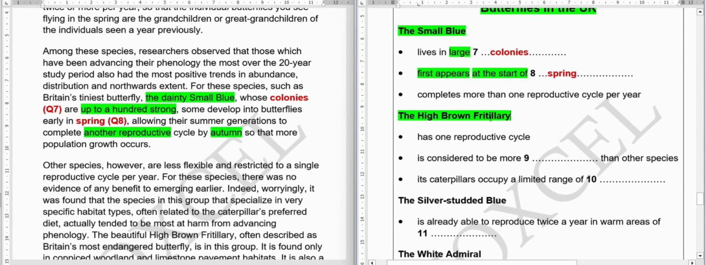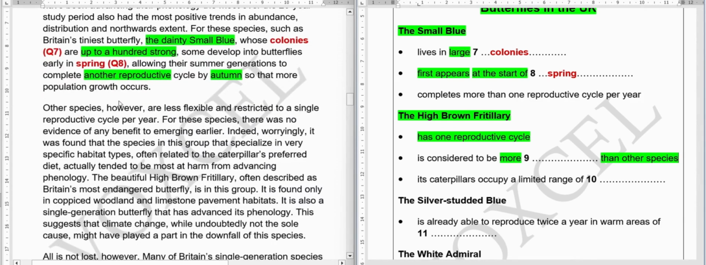The high brown fritillary. So we have to find something about this particular butterfly. Let's see. It has one reproductive cycle. So we know this butterfly reproduces once, and is considered to be more dash than other species. So we have to find what it is considered to be more of than other species. Maybe more special than other species, more famous than other species, some sort of word like this. Okay, let's read about this.